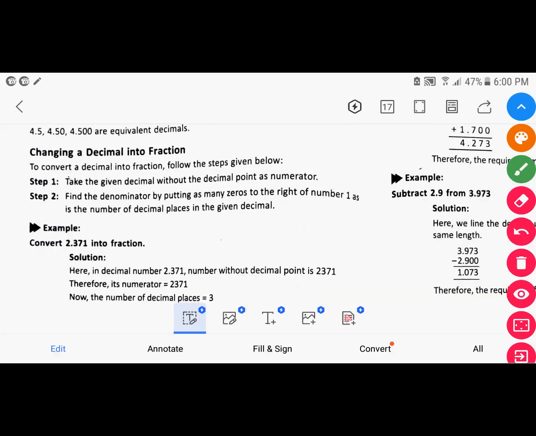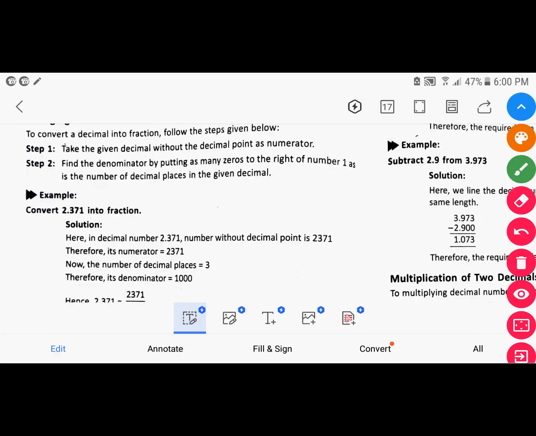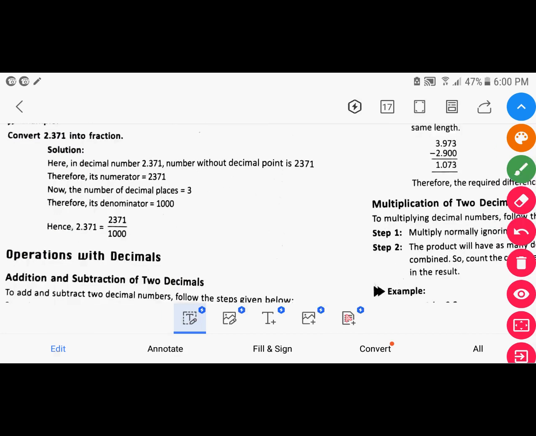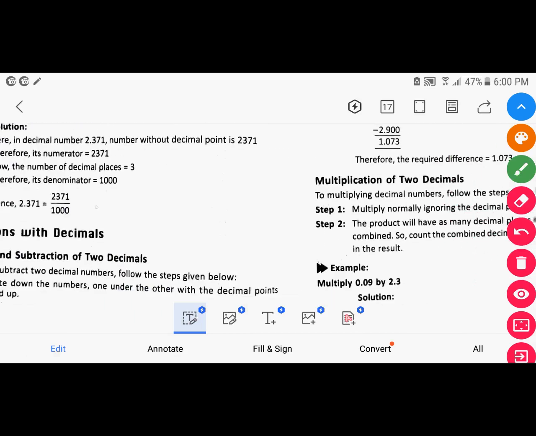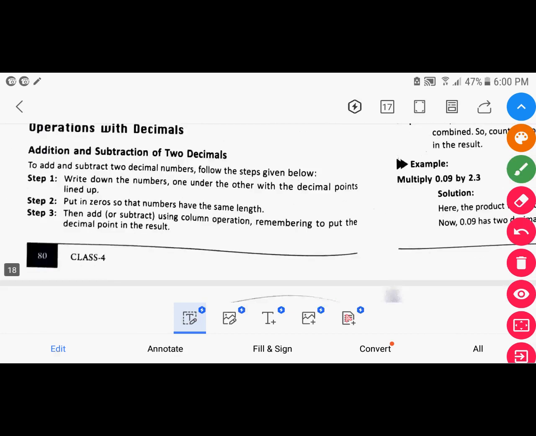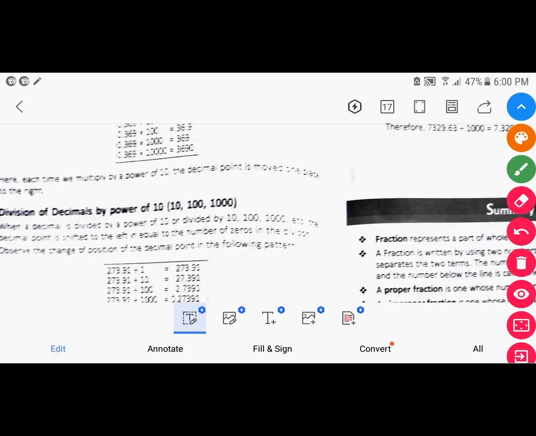Now changing a decimal into a fraction, I show you. If 3 digits are there, divide that decimal by 1000. If 2 digits are there, divide by 100. If 1 digit is there, divide by 10. The same thing. Okay, done.